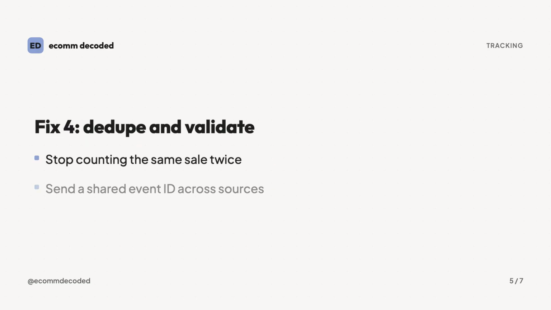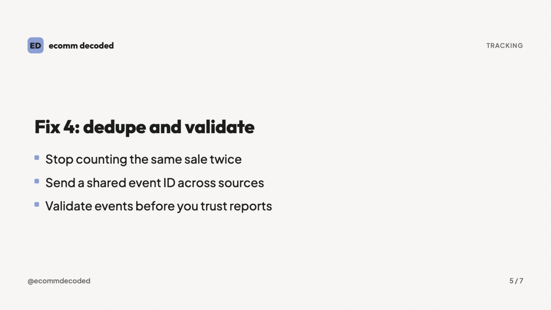The fourth fix is the one people forget once they send events from both the browser and the server. Without care, the same purchase gets counted twice, and inflated numbers are as dangerous as missing ones. The fix is a shared event ID on every event, so the platform recognizes the browser and server copies as one sale and keeps a single record.